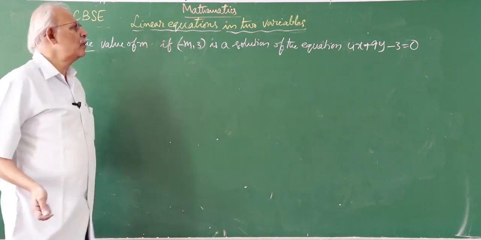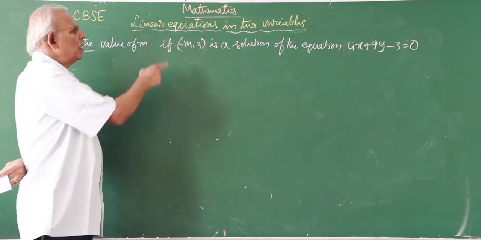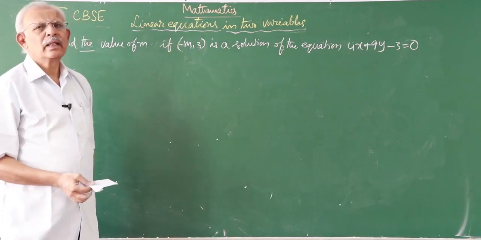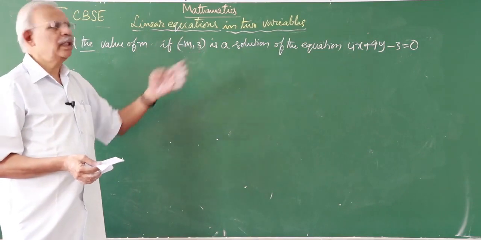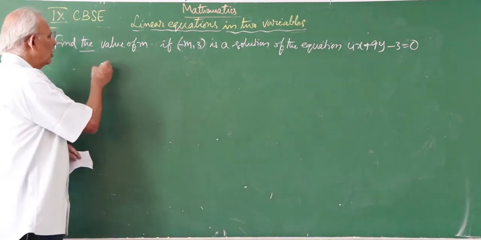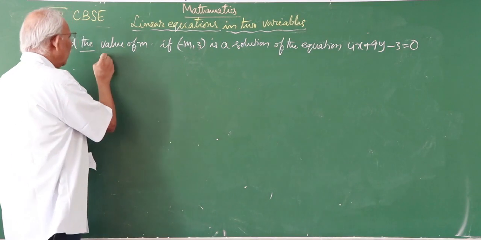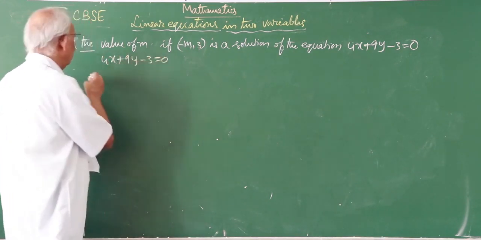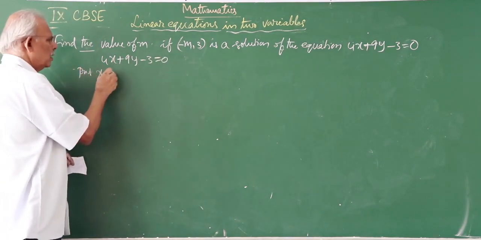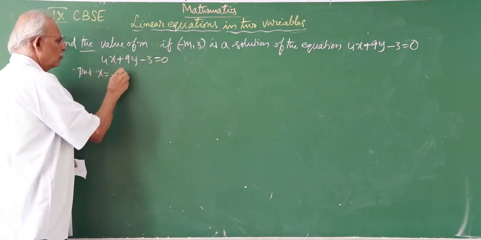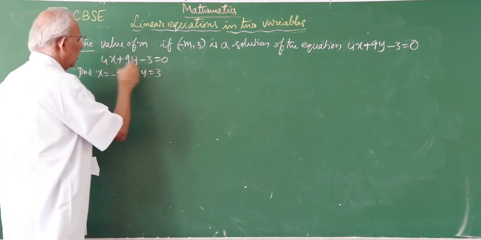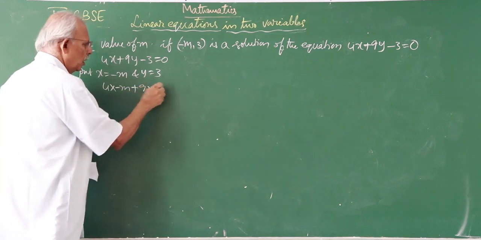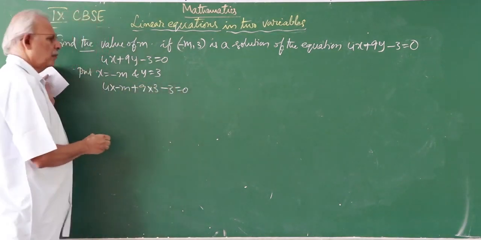If you substitute the values for x and y, put x is equal to minus m and y equals 3, then it holds good and you can find the value of m. Now take down the equation: 4x plus 9y minus 3 equals 0. Put x is equal to minus m and y equals 3. 4 into minus m plus 9 into 3 minus 3 equals 0.